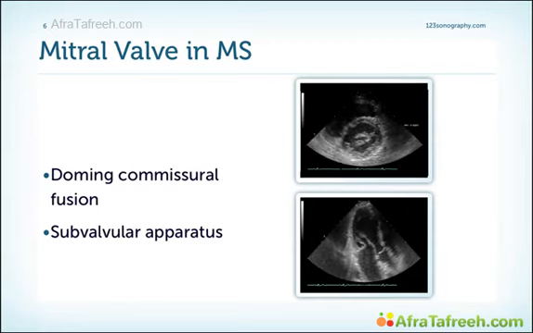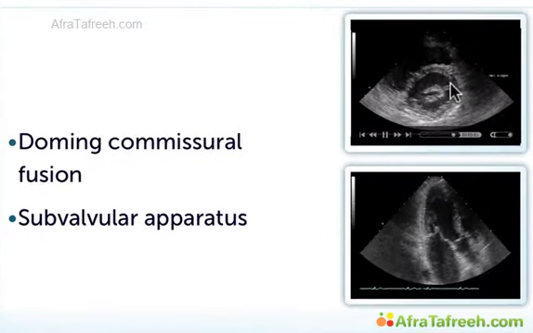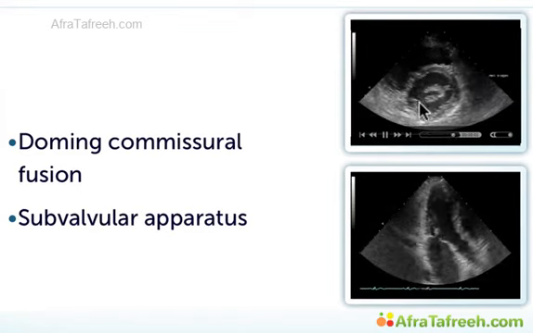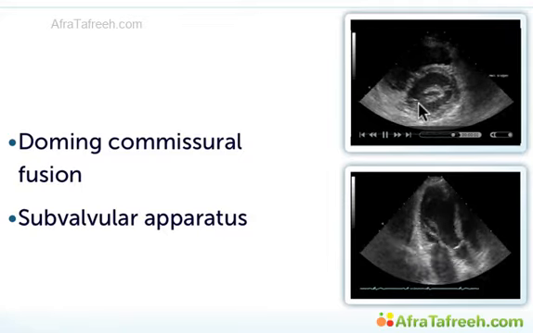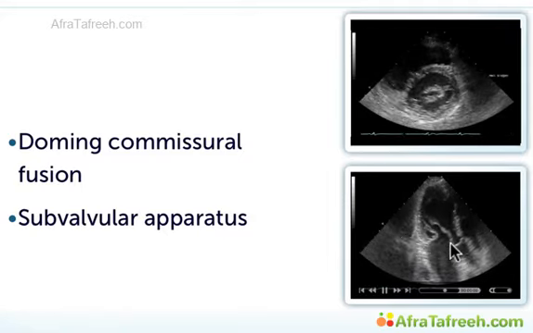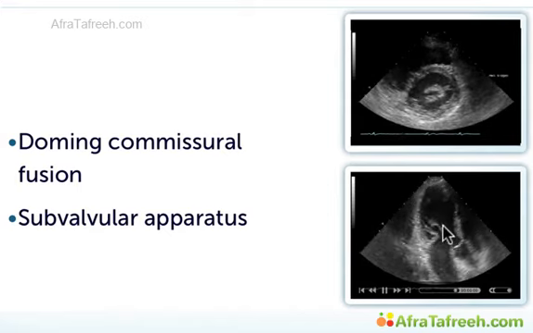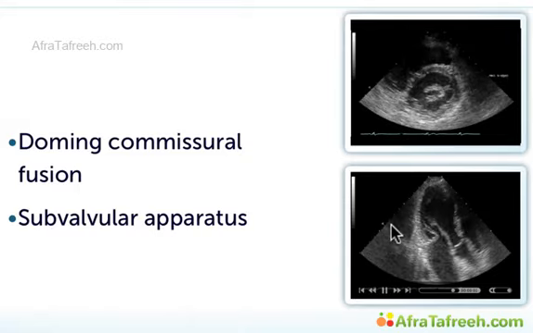Aside from doming of the mitral valve, I also want to draw your attention to other features that you will find in mitral stenosis. First of all, fusion of the commissures. You see, the mitral valve does not open all the way, but there is fusion here of the anterolateral and also of the posteromedial commissure. We also see very thick chordae. We have thickening of the subvalvular apparatus, which also involves the papillary muscle.